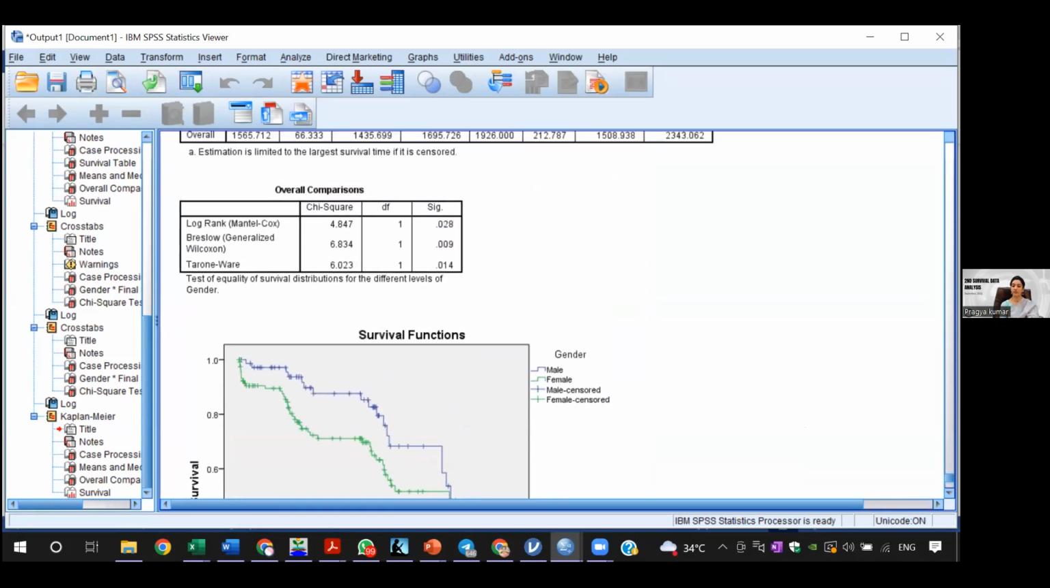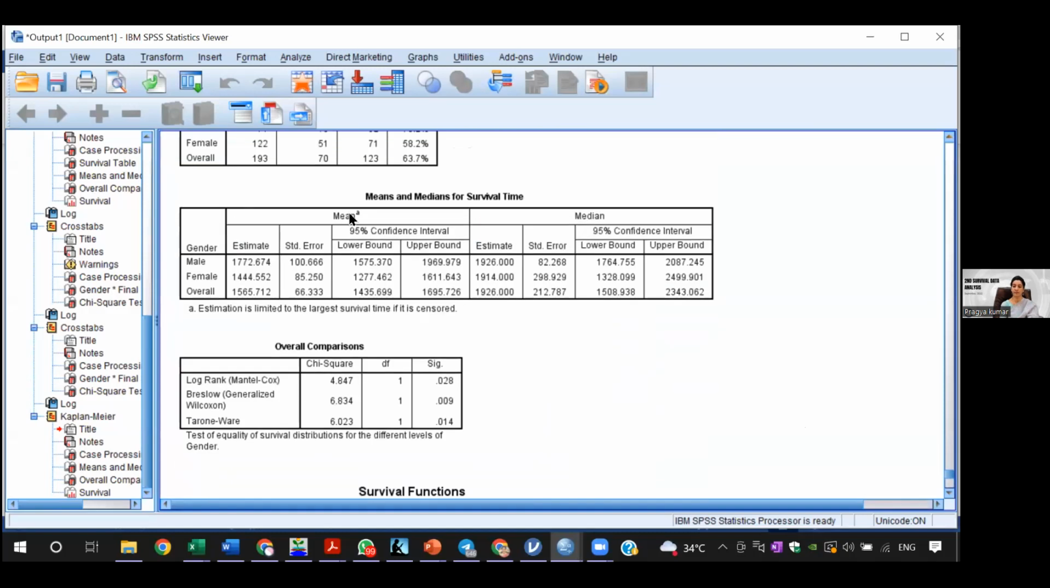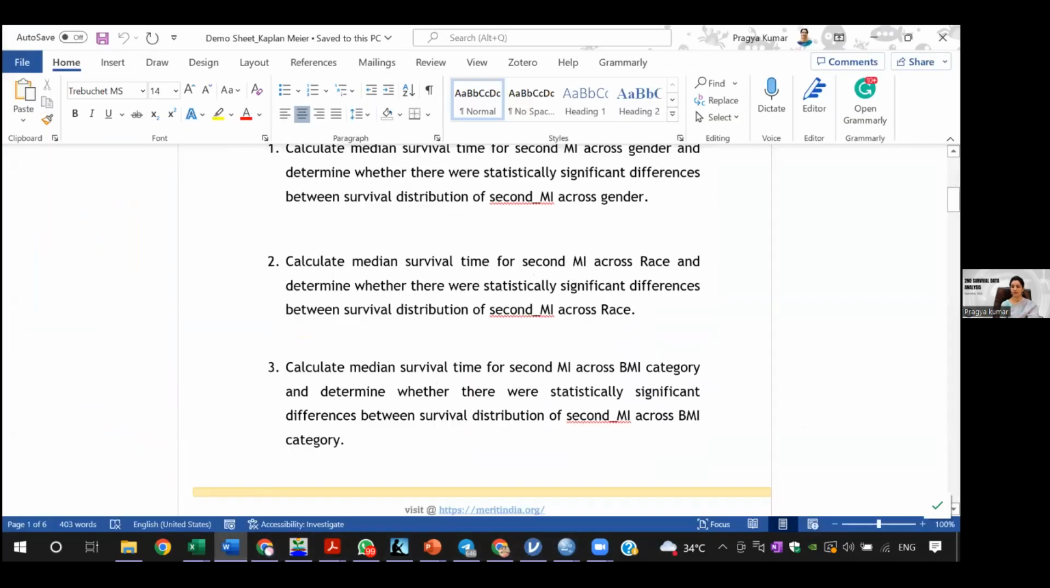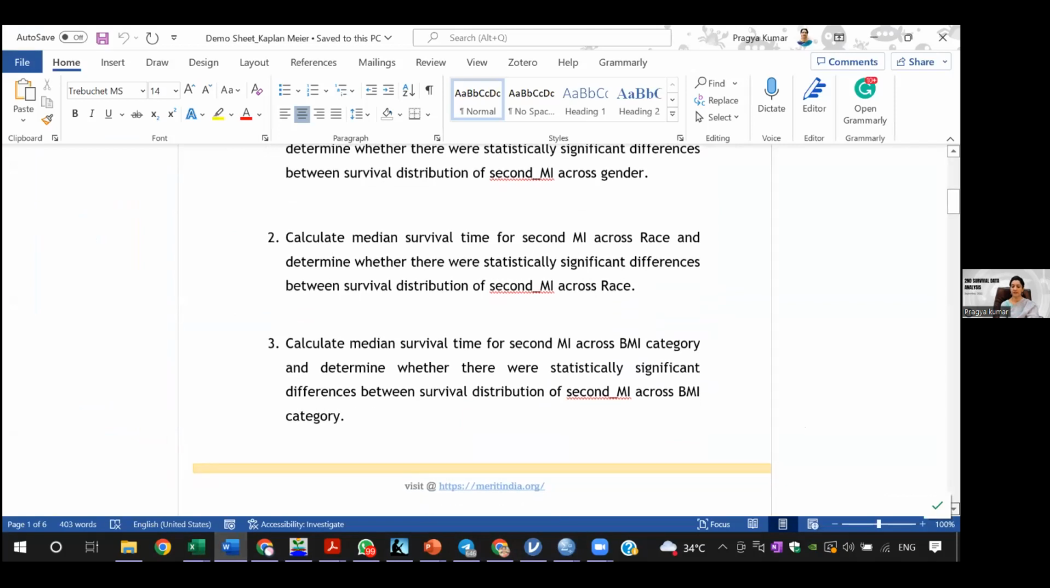Now, if you come and see here the mean survival time. So you can see the mean survival is 1772 and 144. And there is a difference between the mean and median. But we have discussed that although SPSS gives mean as an output also, we always write the median survival time. So how do we write this? If you come and see the write-up, we paste the table like this.